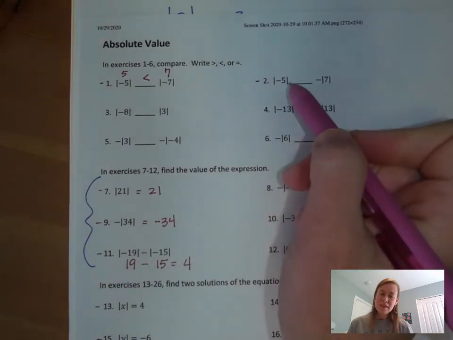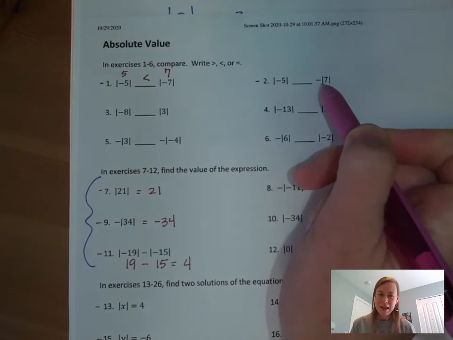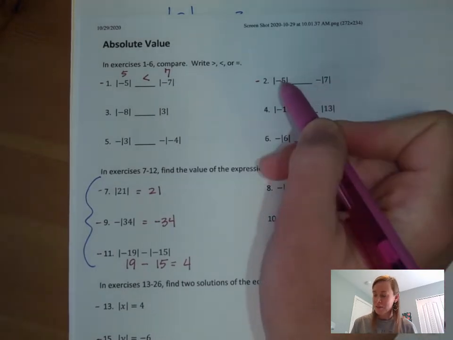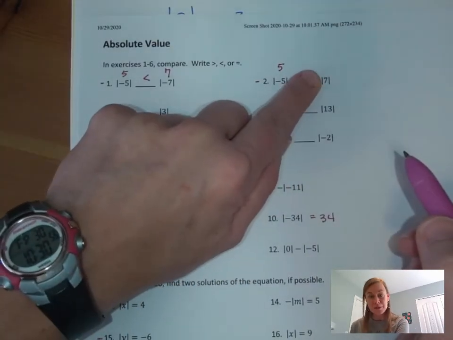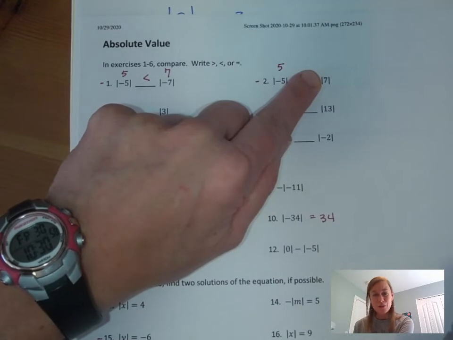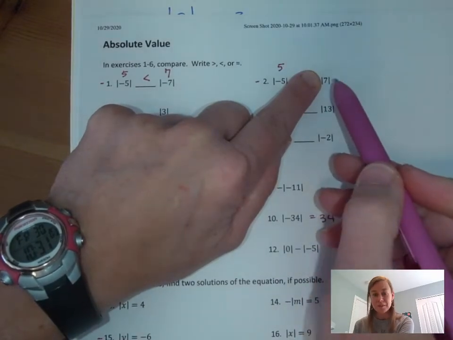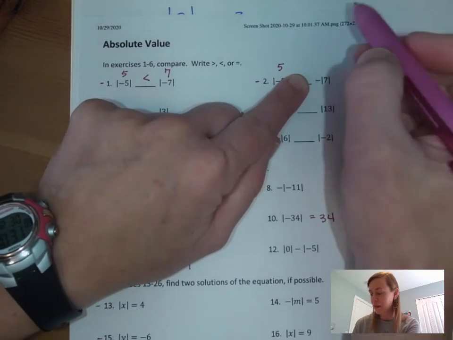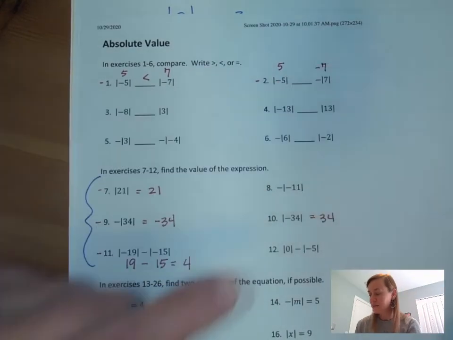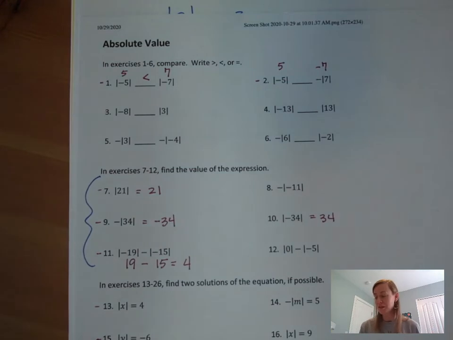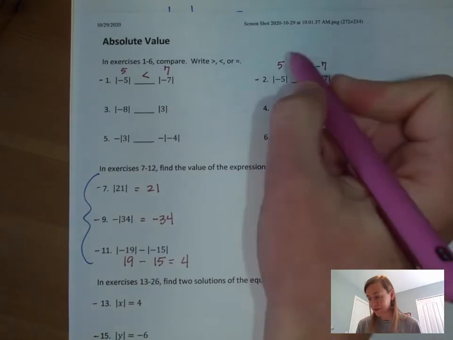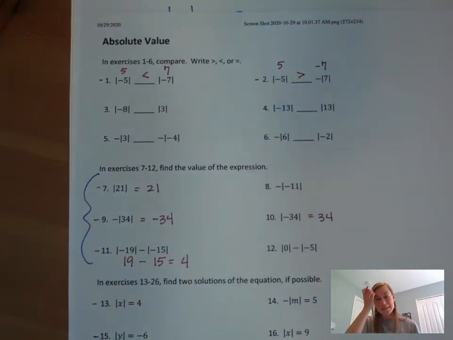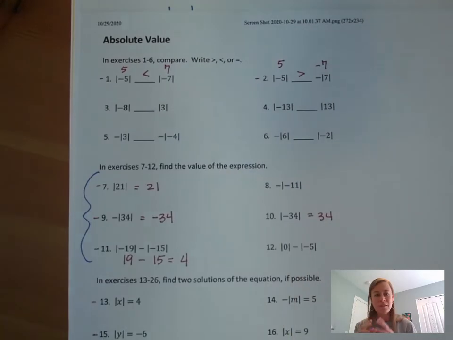Okay, now what about over here? A little bit different because they messed with where the negative is on this side, right? So absolute value of negative 5 is still 5. Now I'm going to cover up everything outside of the absolute value bars so I can just think, right? What is the absolute value of 7? 7. Now we're going to add that negative to it and we're going to get negative 7. Okay, now we can compare our two numbers. Which is bigger, 5 or negative 7? 5 is, so we're going to draw our sign that way. 5 is greater than negative 7. So that's how that one works. Just make sure you're thinking about what the number is before you try to compare the two numbers.